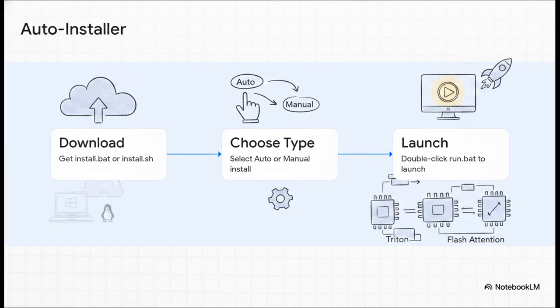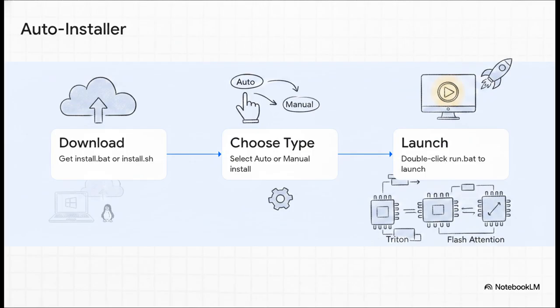It is incredibly straightforward. Step 1, you just download the install.bat file if you're on Windows or install.sh for Linux or Mac. Step 2, run it and choose the auto install type. Step 3, once it finishes, just double-click run.bat to launch the app. Honestly, what makes this script so brilliant is that it automatically installs all the best acceleration kernels for your specific GPU, things like Triton and Flash Attention. Actually, scratch that. Doing that stuff manually is usually a massive headache, so having a script handle it is a total game changer.